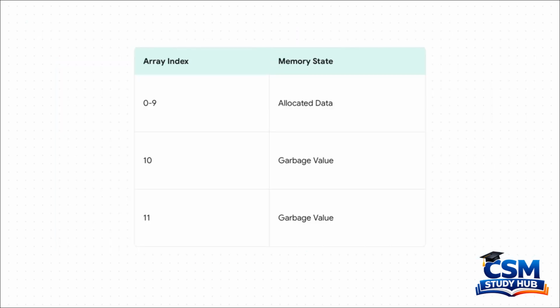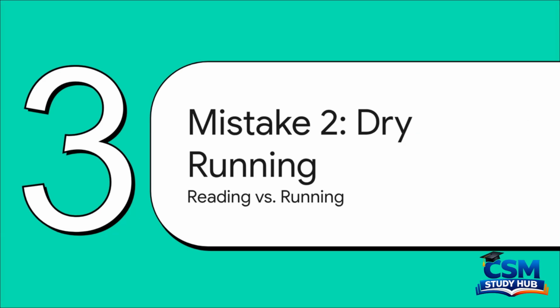Think about it like this. If your array is size 10, it legally owns slots 0 through 9. But in C, if you ask for index 10 or 11, the program doesn't stop you. It just marches right past the boundary and scoops up whatever random data or even protected system instructions happen to be sitting in that next memory slot. You are literally messing with memory you have absolutely no business touching. So memory boundaries are rigid, which brings us to mistake number 2, the reading versus running trap.